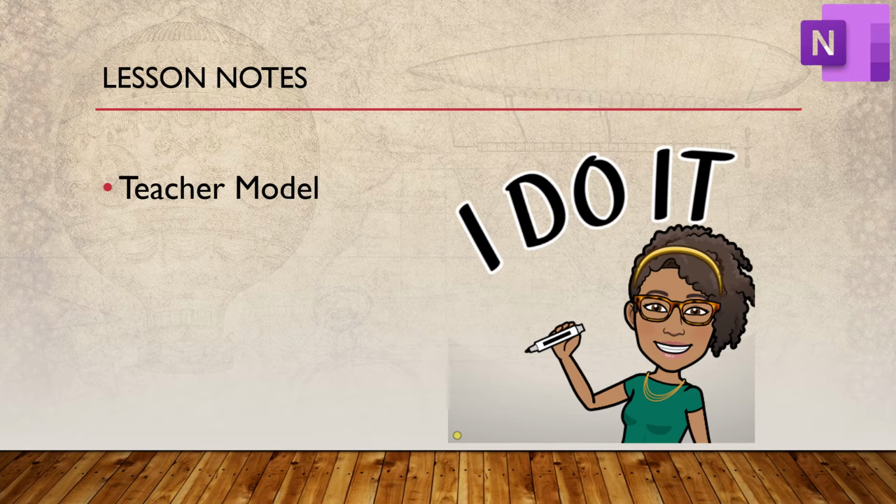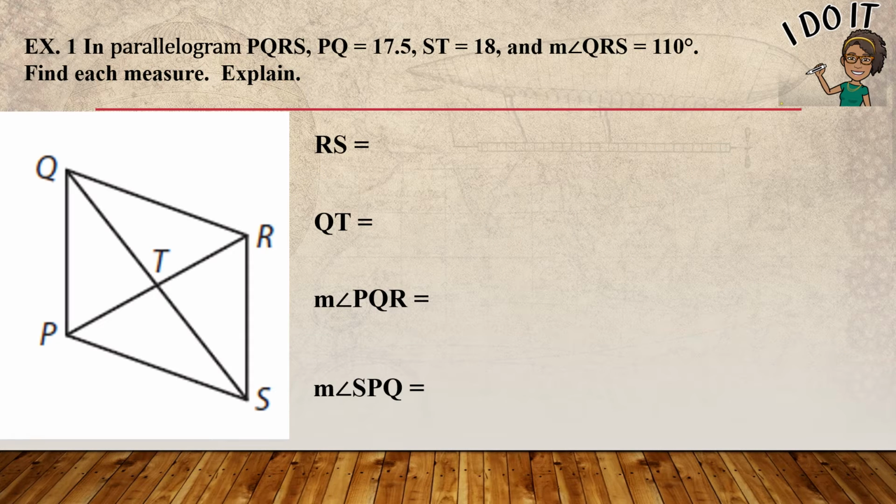All right, so we're going to go ahead over to the lesson notes, and this is the teacher model where I do it. So you're going to follow along with the 4 examples. So example number 1 states that in a parallelogram PQRS, we have PQ as being 17.5. So PQ is right here. I'm going to go ahead and highlight that side.